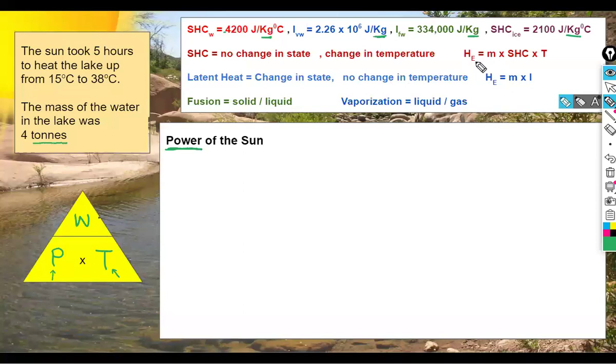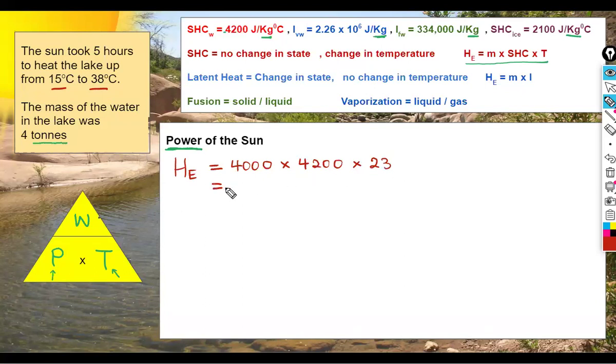So this here is clearly the red formula because there's no change in state. The lake was liquid water, and it just heated up that liquid water to remain liquid. So to calculate the amount of heat energy using the red formula, the mass of the lake is 4,000 kilograms. The specific heat capacity of water is 4,200. And the change in temperature, to go from 15 to 38, if you minus 38 and 15, you're going to get 23 degrees Celsius. So that's the change in temperature.